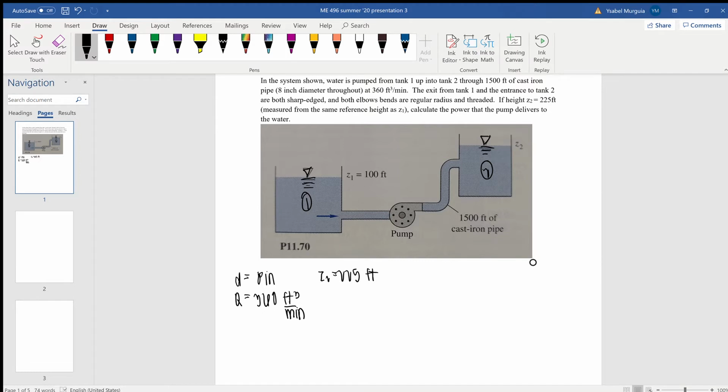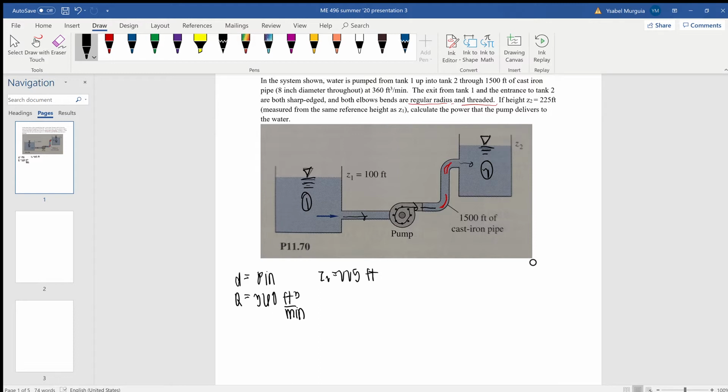Okay, so what's going on in this system is water is flowing from tank 1 into this pipe here. It is then going to pass through this pump, which should have some rotating shaft or impeller, which will cause it to be projected forward back into the pipe again. It is going to pass through this elbow here and this elbow there, which the problem statement tells us are regular radius and threaded. That is important. And then it is going to flow back into tank 2, and again be exposed to the surface.